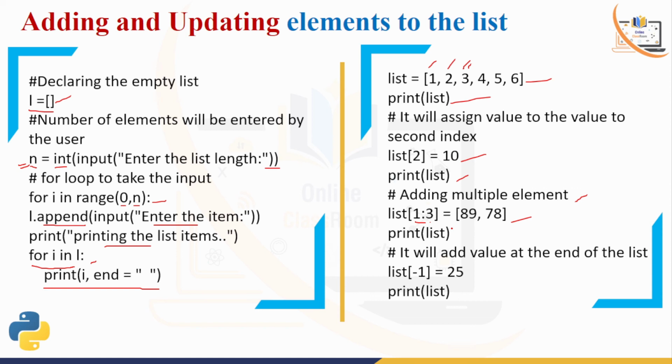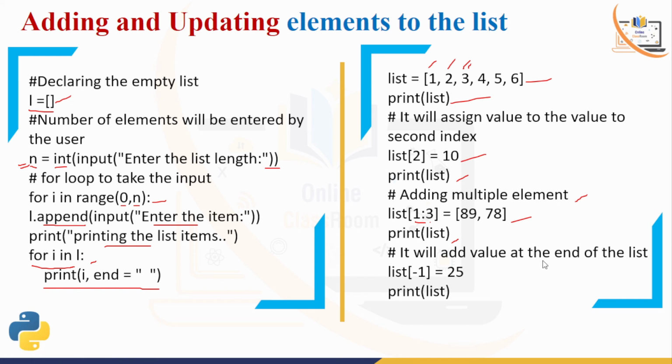Now again print the list to see the updated values, and after that we can also add values at the end of the list. So index values in the list, we already know that index values are supported from 0 and also from -1. So in both ways it is correct, right?